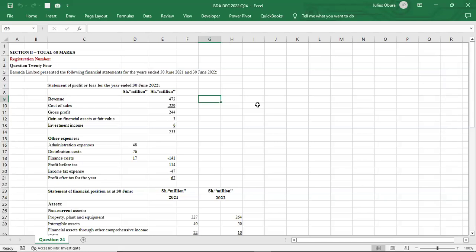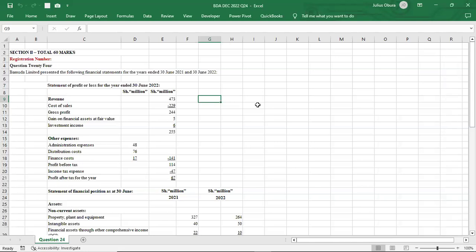Now, in the indirect method, we'd always have three sections. Your cash flow statement will contain your cash from operating activities, the cash from investing activities, and the cash generated from financing activities. So you first of all have your profit before tax, and then you make adjustments for the cash that was generated from those activities.